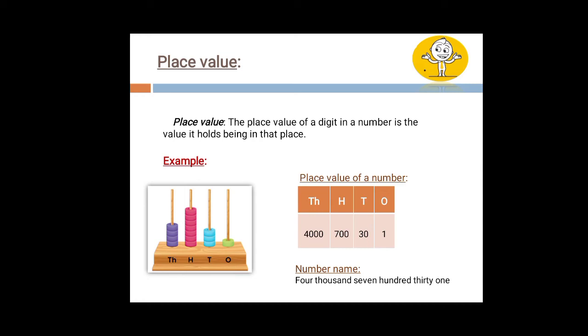At the place of tens you can see 3 blue beads. So the place value of that will be 30. And at the place of ones you can see there is only 1 green bead. So the place value will be 1. And how will you read that number? 4731.